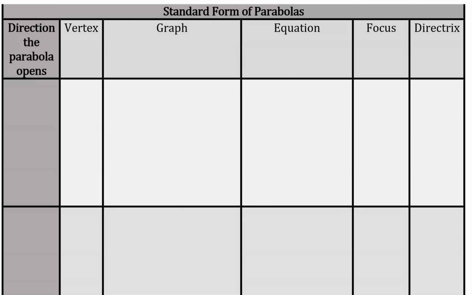So starting with the first row, we're going to start with parabolas that open in the upward direction. So for the direction that the parabola opens, I'm going to write up. First let's start sketching the graph and then we'll fill in some information from there. So for the graph of this, I'm just drawing a random parabola that opens upward. I will label my x and y axes and say my parabola looks like that.